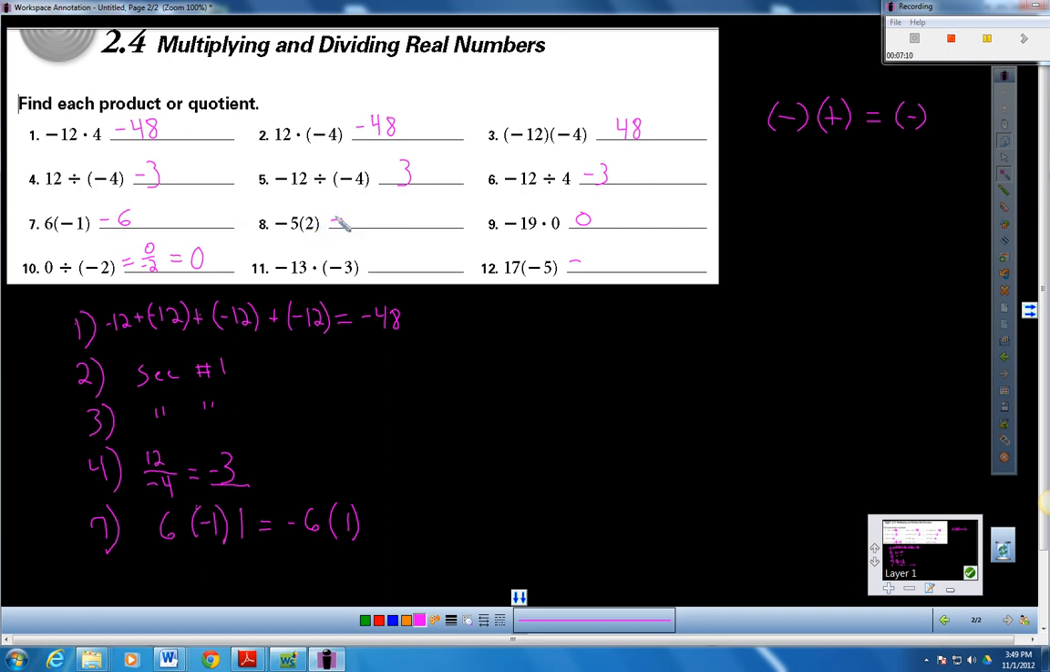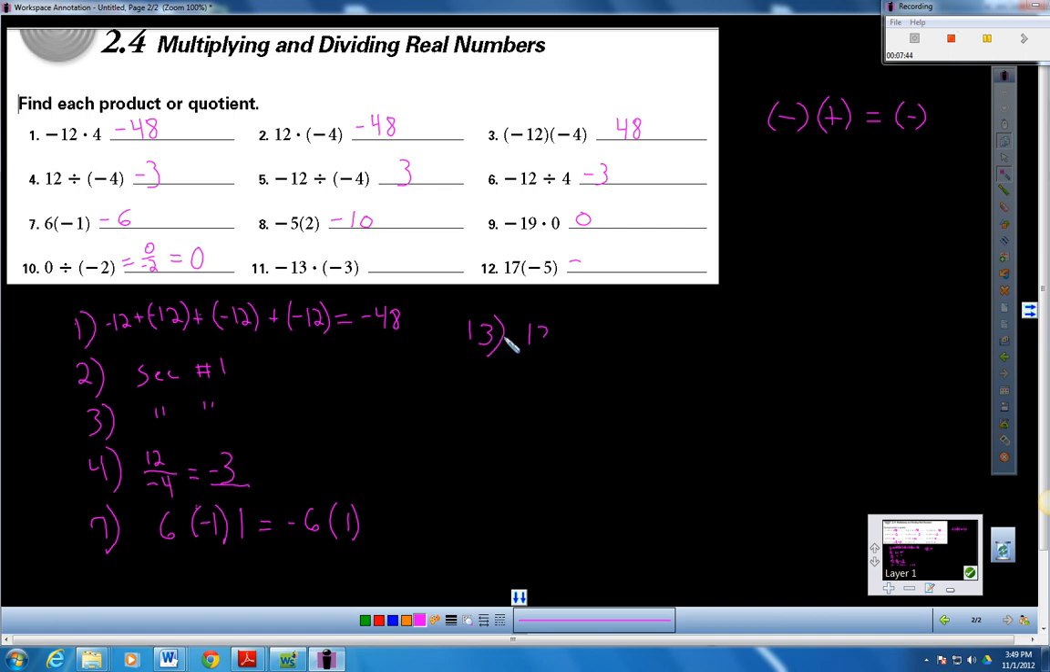Negative 5 times 2. Negative 13 times negative 3. Like I say, I know my answer is positive. I don't need to put it there. If you're struggling with this one, the easiest way, instead of writing 13 groups of 3, I can write 3 groups of 13. I can read it backwards by the commutative property. So if you're struggling with that one, look at that.